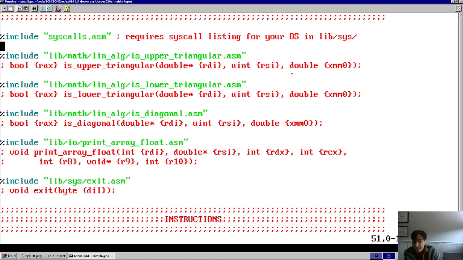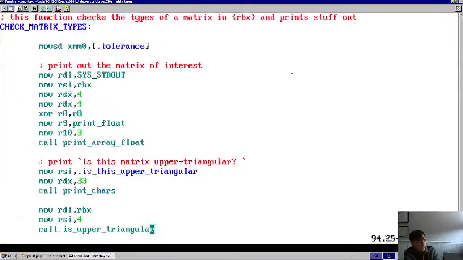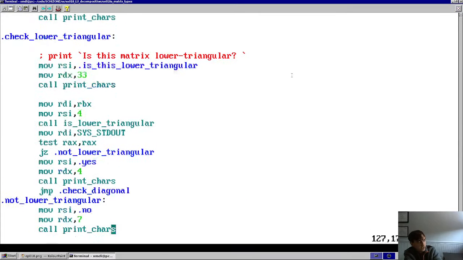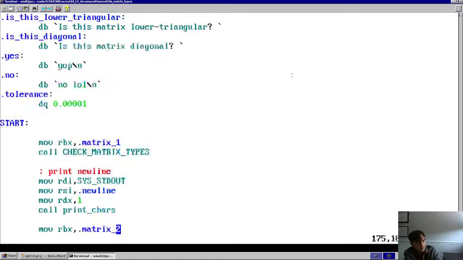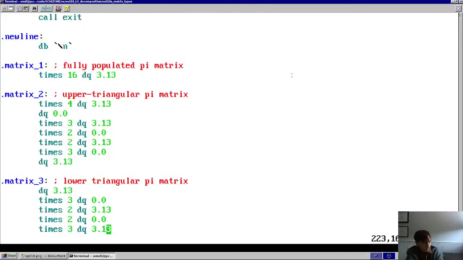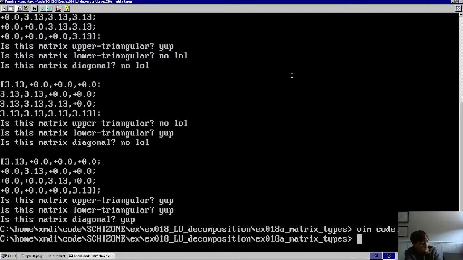They're functions that take inputs pointing to that matrix, the size of the matrix, and some tolerance for your zero. Maybe you would assume that 0.000001 is also zero. So this would be how you would check if your matrix was upper, lower, and diagonal. It's pretty simple, it's just calling those functions, printing out whether or not the matrix is any of those three things. Great.